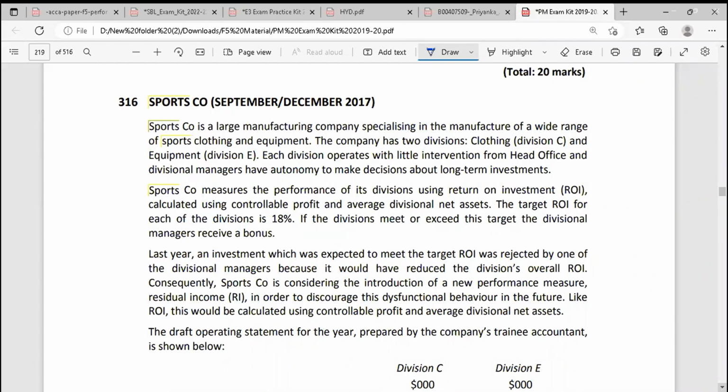See, most commonly we see that it is the average divisional asset which is used in the denominator. But very specifically, like in the previous question, if it says that we have to use controllable investment, we would go ahead with controllable investment. In all other situations, generally the formula that is taken up is average divisional net assets. The target ROI for each of the divisions is 18%. If the division meets or exceeds this target, the divisional managers receive a bonus.